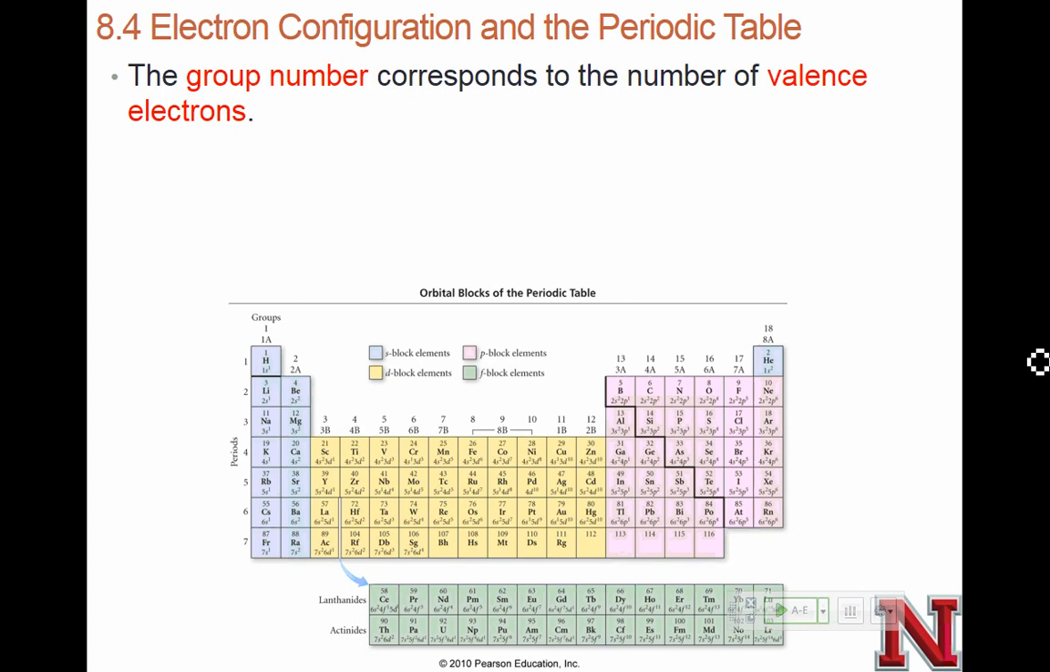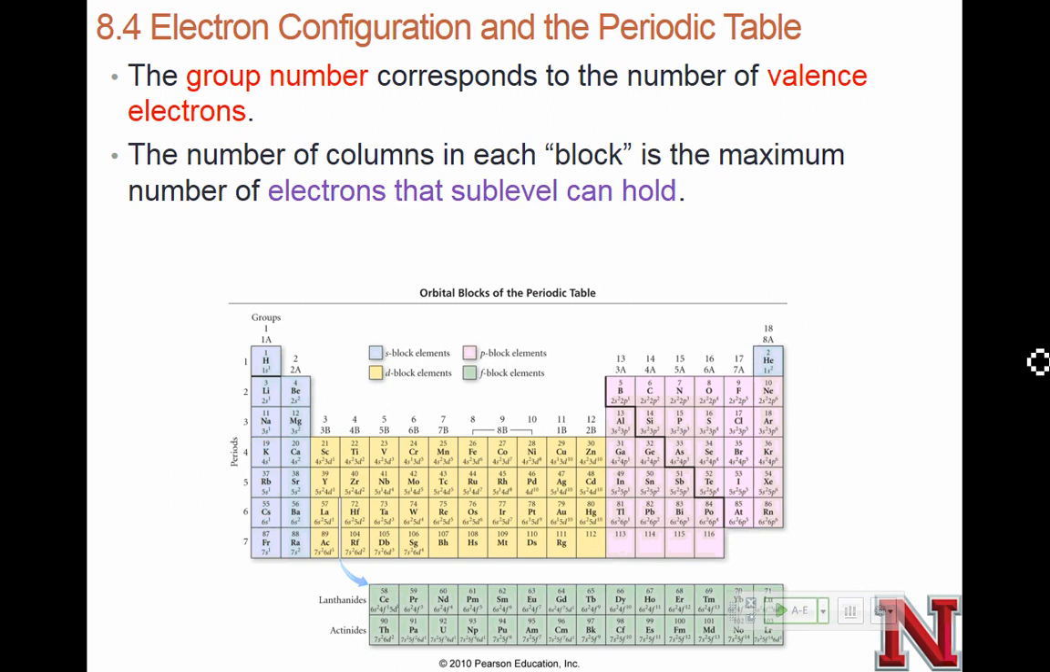Now there are things that are slightly different about them, and we're going to look at that, including size. The number of core electrons can also affect our reactivity. But we see general trends as we go down the periodic table because all of those atoms have the same number of valence electrons. The number of columns in each block is the maximum number of electrons that a sublevel can hold.